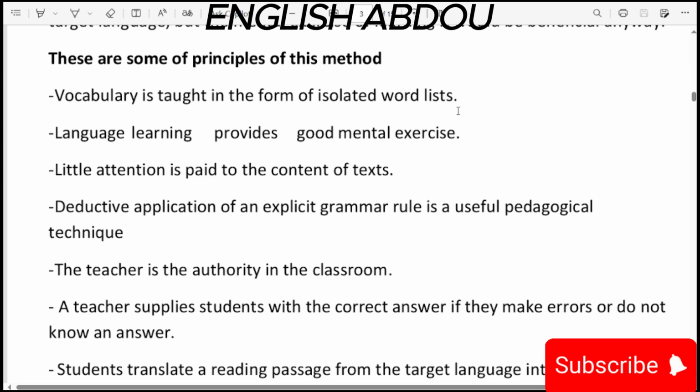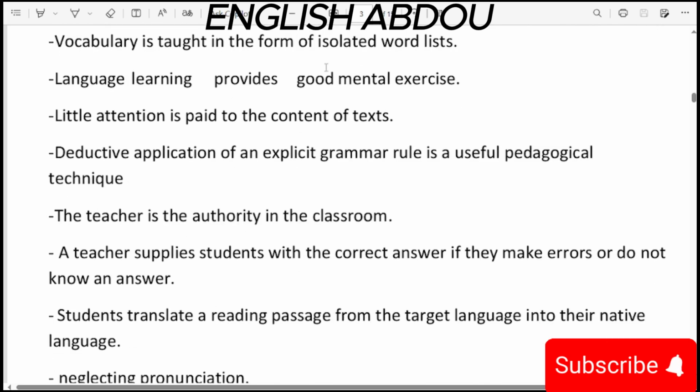And after that, he will ask his students to take some vocabulary, some words in isolation, meaning word by word. Okay, this is the vocabulary, and write it down. Either he will ask them to give the synonyms or translate it into their language, their native language.